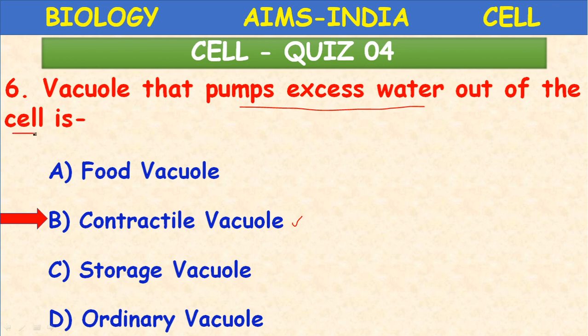Whereas in a plant cell, the cell wall protects the plant cell from the entry of excess water. But in animal cells, there is no cell wall, only a cell membrane is present. So excess water will enter inside, and this contractile vacuole pushes that excess water outside. That is called osmoregulation.